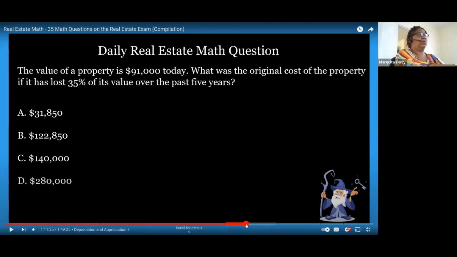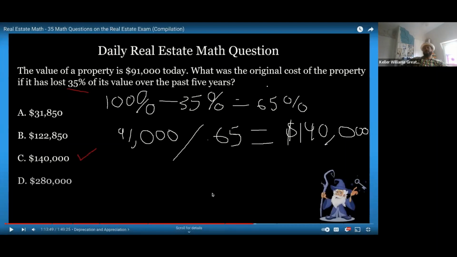No. Are you going to multiply it? No, you're going to divide it. Right. You're going to divide it. And that's going to give you that 140,000. So again, here's the equation. 100% minus 35 equals 65%, and then you take that 91,000 and divide it by 0.65 to give you 140,000.